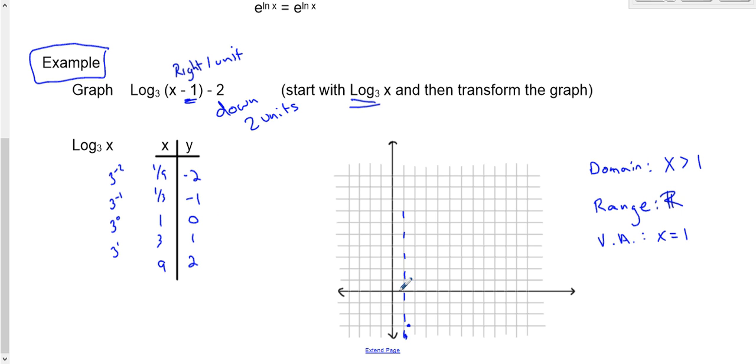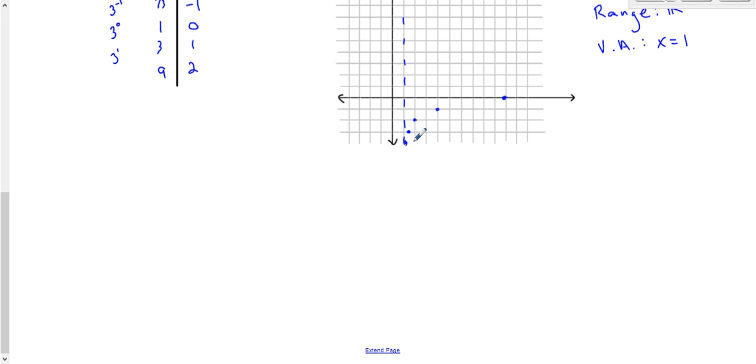1, 0 is right here. Shift that to the right 1 unit and down 2. 3, 1, shift right, down 2. And 9, 2, right here. Shift right 1 and down 2. And then we have our graph here.